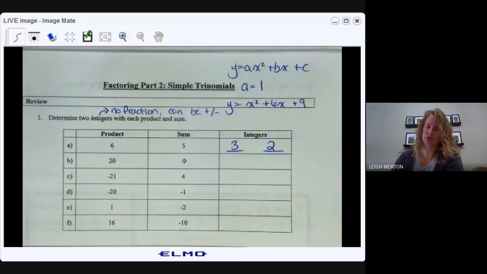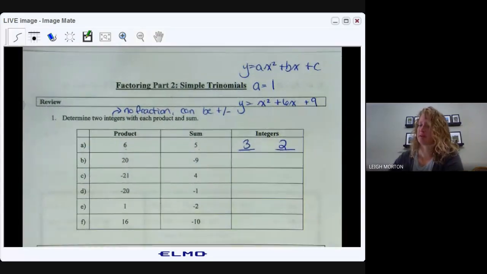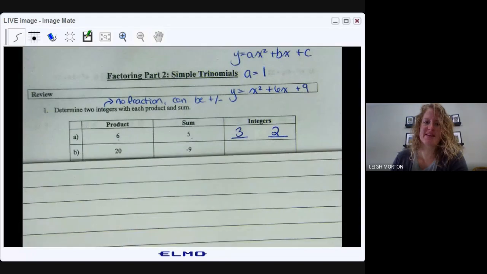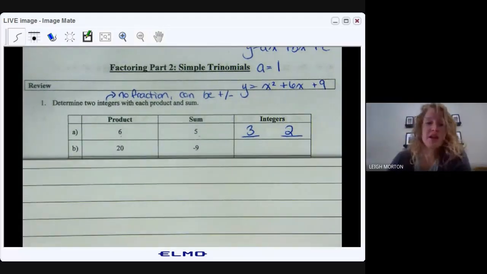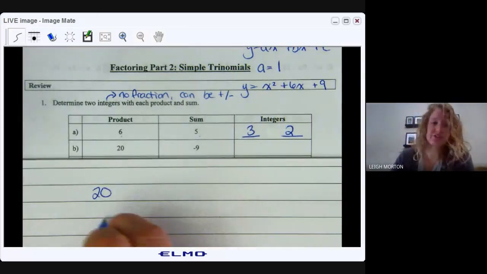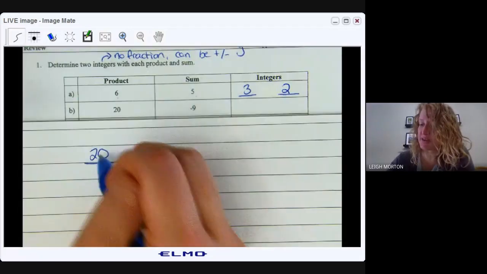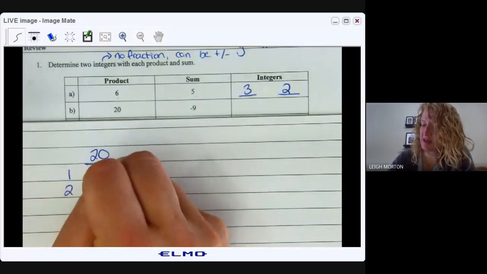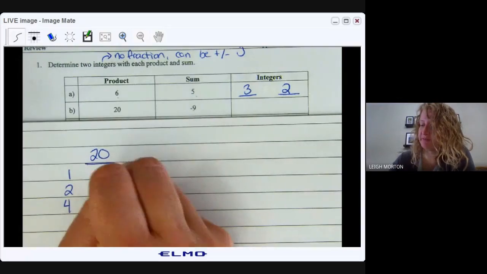Let's go ahead and try this for the rest of this table. We're going to do a couple together. You'll do a couple on your own. I need to pull out my line paper here. So let's do our next one, 20 and negative 9. So all of a sudden we've got a negative here. That's different. If it helps, make a list of all the factors. So what I'll do sometimes is I'll say, okay, what are all the factors of positive 20? They are 1 and 20, 2 and 10, 3 is not a factor, 4 and 5, and that's it.